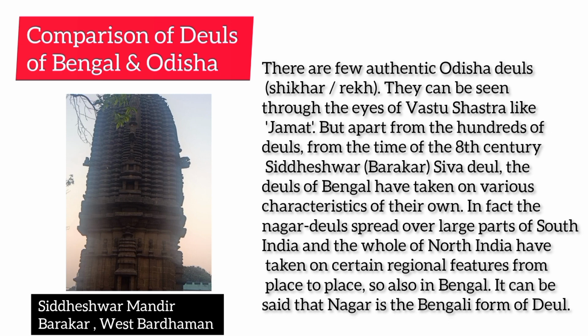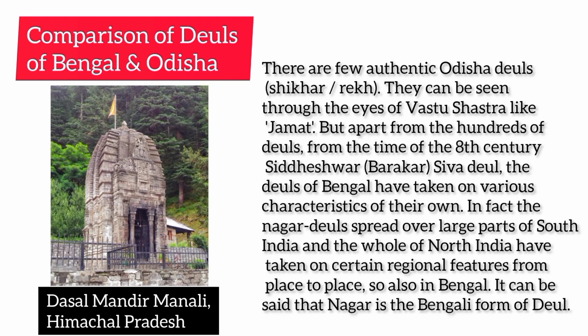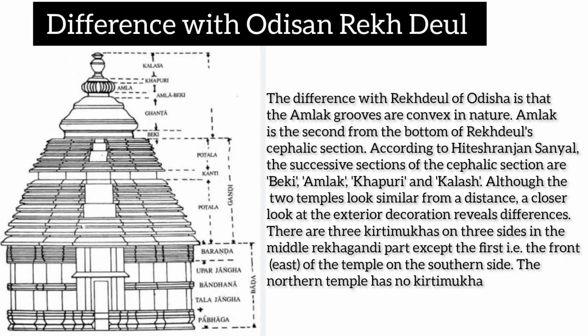In fact, the Nagar Deul spread all over large parts of South India, and the whole North India have taken on certain regional features from place to place, so also in Bengal. It can be said that Nagar is the Bengali form of Deul. The difference with Rekh Deul of Odisha is that Amlak groves are convex in nature. Amlak is the second from the bottom of Rekh Deul's cephalic section. According to Hitesh Ranjan Sannal, the successive sections of cephalic sections are Beki, Amlak, Khapuri, Kolosh.